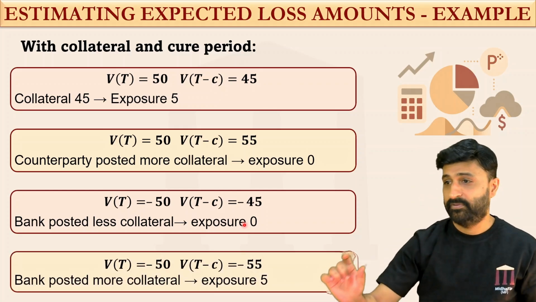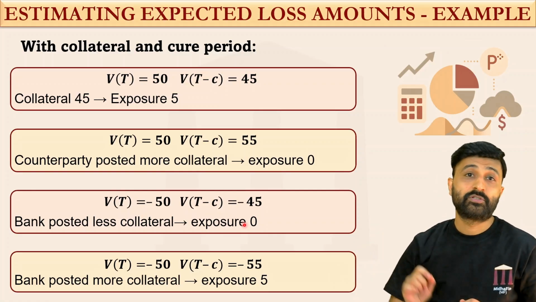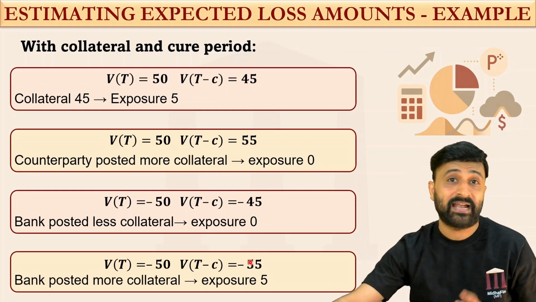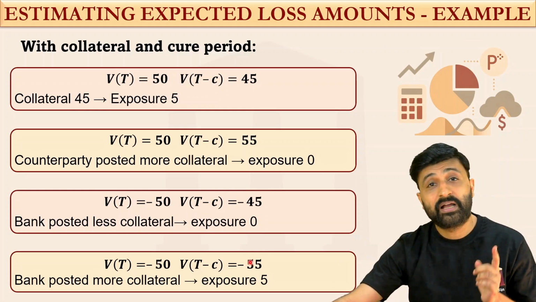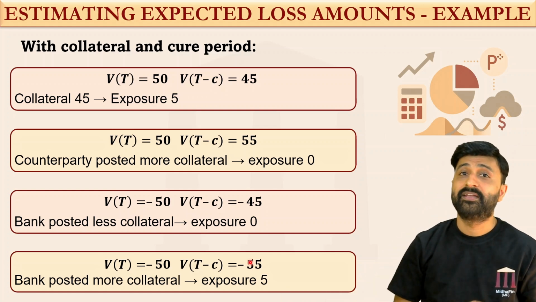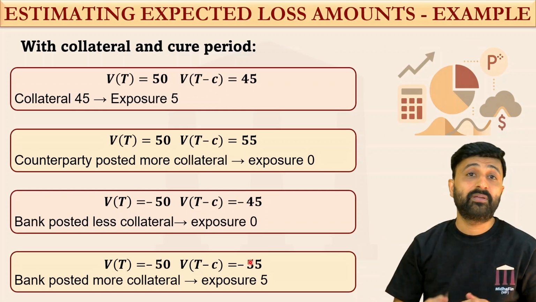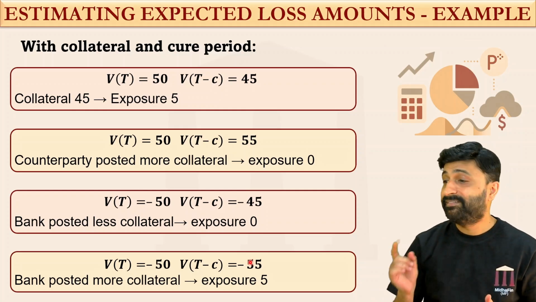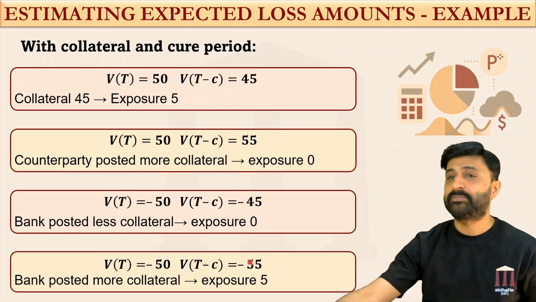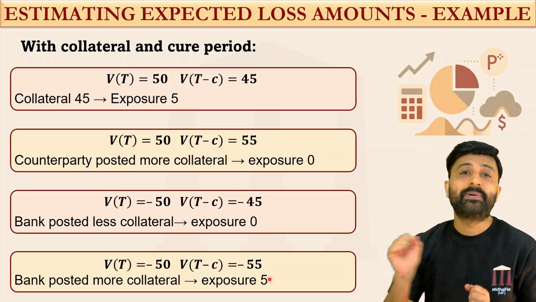Next trial, Vt is equal to negative 50, Vt minus C is equal to negative 55. So the bank had posted collateral worth 55, and at the time of default, the counterparty is still holding that full amount, and it is assumed that none of it is returned after default. So this extra 5 above the bank's actual liability represents the excess collateral that gets trapped. So in this trial, the bank's exposure is actually 5. Okay, this time because it posted too much collateral.